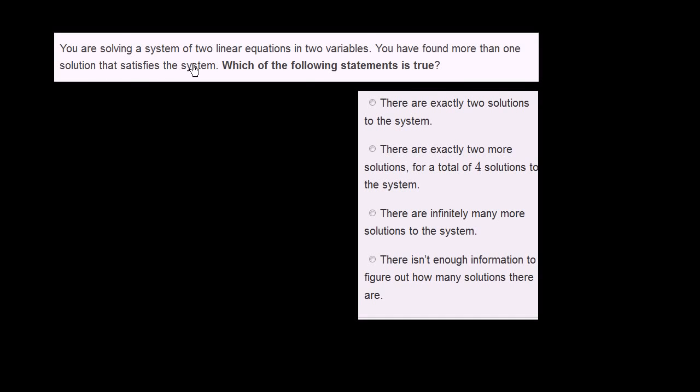You are solving a system of two linear equations and two variables. You have found more than one solution that satisfies the system. Which of the following statements is true? So before even reading these statements, let's just think about what's going on.